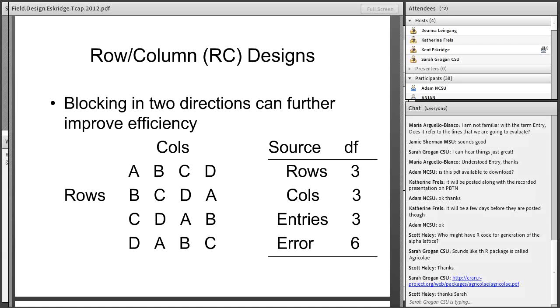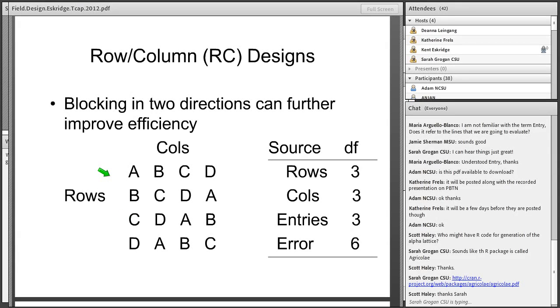Well, we could use Latin square types of designs, and that's what row column designs are. They're kind of a generalization of a Latin square. Here's an example of a Latin square. We're blocking in 2 directions. Each row is considered to be, in this case, a full block, and each column is a full block. You notice in each column you have all 4 treatments, and in each row you have all 4 treatments.